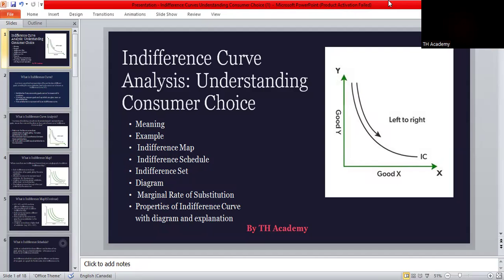So in this video, we are going to learn about indifference curve analysis, which is a very important topic in microeconomics that helps us understand how consumers make choices between two goods. We will explore what an indifference curve is, how to draw it, what it means, and the key properties that make it so interesting. We will also see examples, tables, and diagrams so you can easily understand this topic visually. So let's start learning step by step with the first slide, that is, what is an indifference curve?